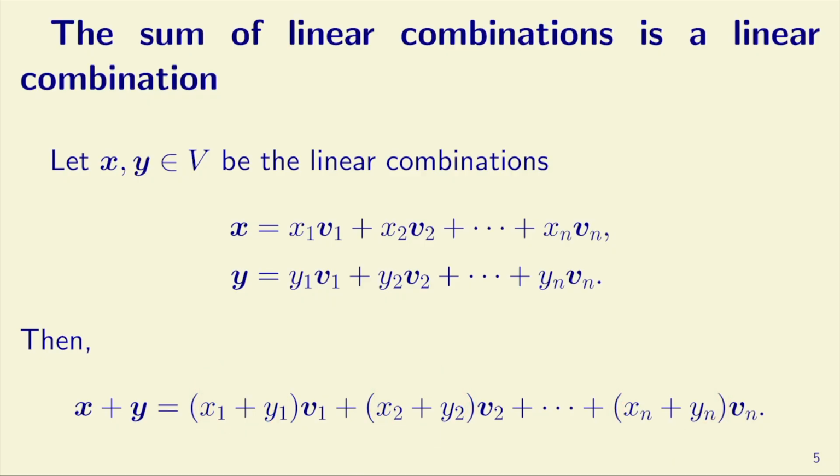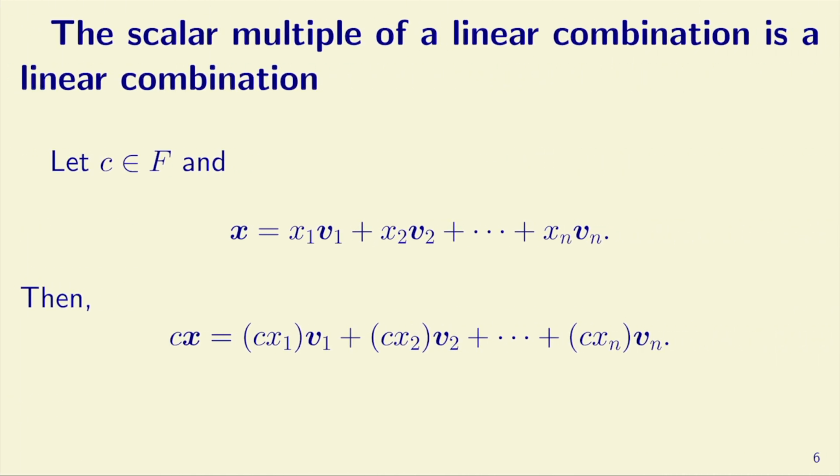Exactly. And what about the scalar multiple of a linear combination? If you have a scalar c from F, a linear combination x equals x1 v1 plus x2 v2 plus and so on plus xn vn. Then c times x is c x1 times v1 plus c x2 times v2 and so on, and c xn times vn. Again, the c xi's are new scalars, so it's still a linear combination. Excellent, Hassan. These properties look similar to the definition of vector subspaces, don't they?